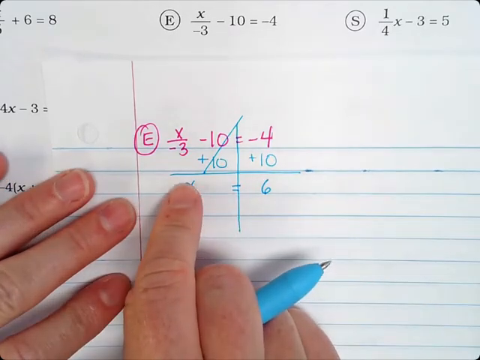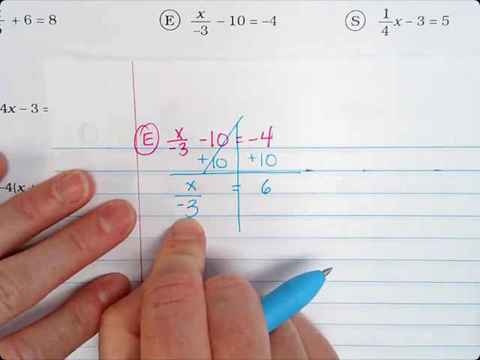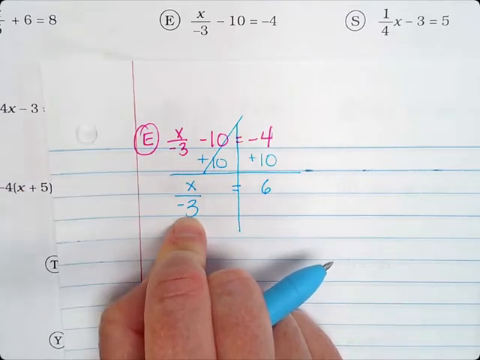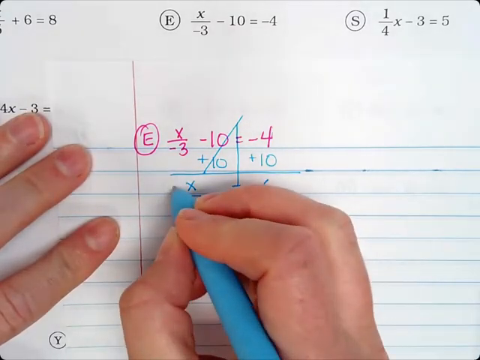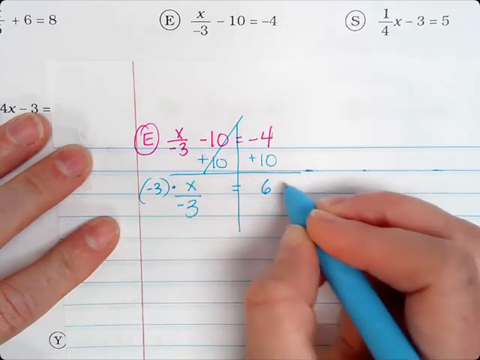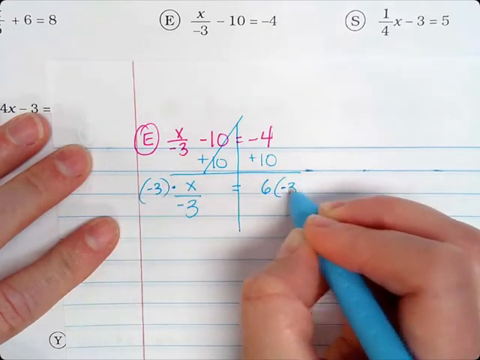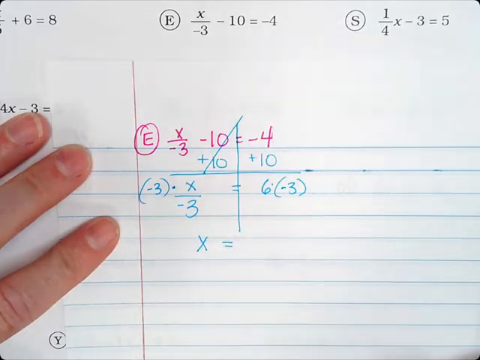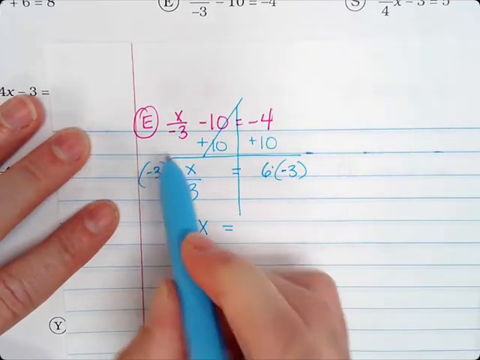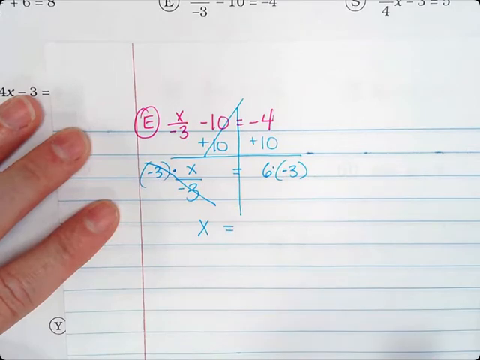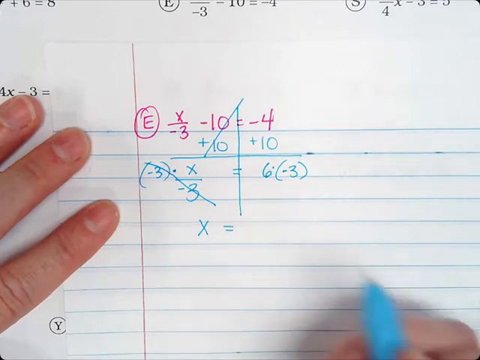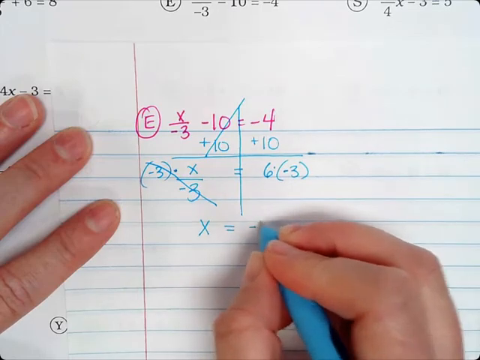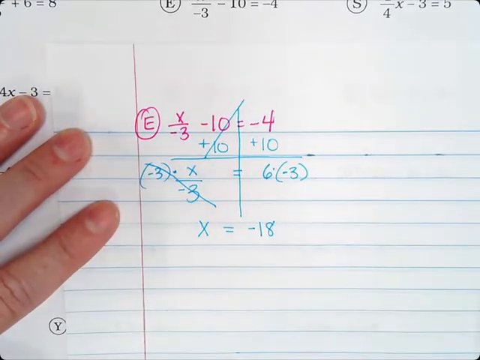So what operation is happening between X and this negative 3? Division. So what's the inverse operation? So times a negative 3 on both sides. Negative 3 over negative 3 equals 1, so we can mark it out. 6 times negative 3, negative 18. Great.